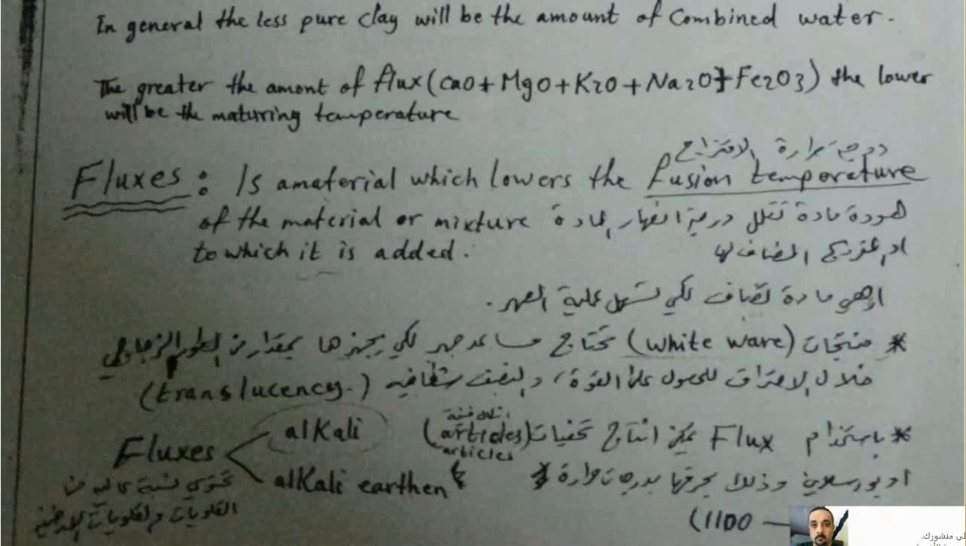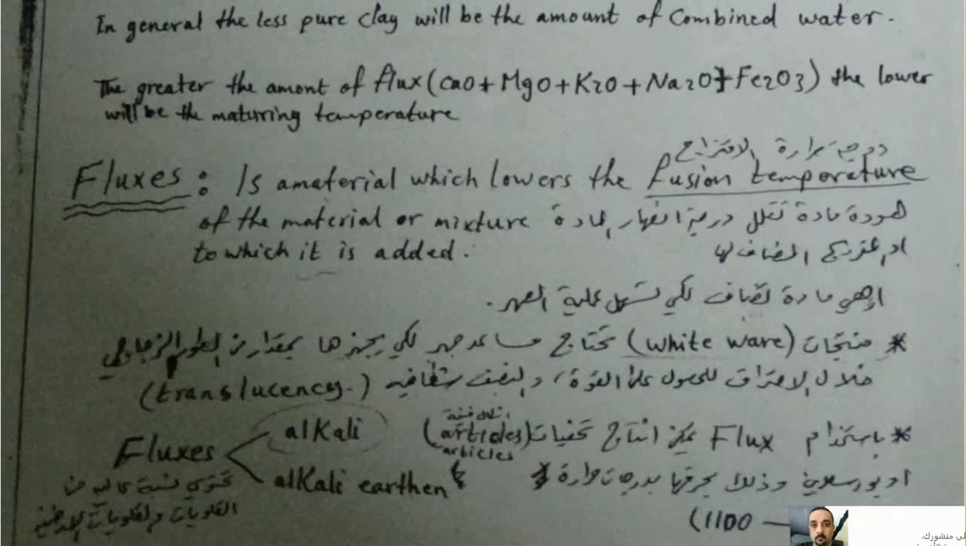The great amount of flux، يعني أكثر كمية من المساعدات الصهر اللي هي الفلكس. The great amount of flux here is going to be chemically formalized as follows. The chemical formulation consists of CaO plus MgO plus K2O plus Na2O, and Fe2O3, which is the iron oxide, the sodium oxide, the potassium oxide, and the magnesium oxide, and last but not least, CaO, the calcium oxide.